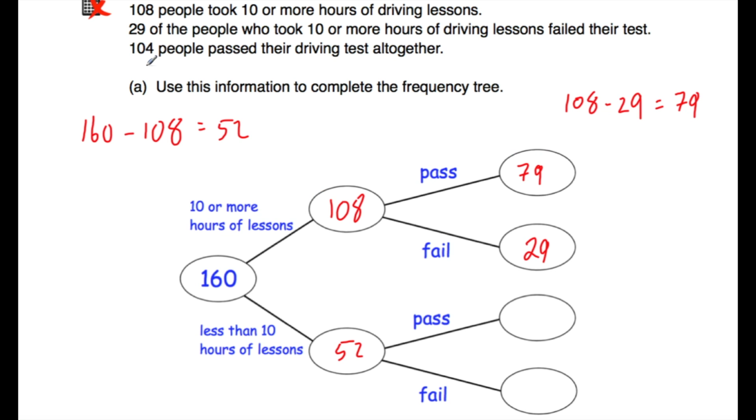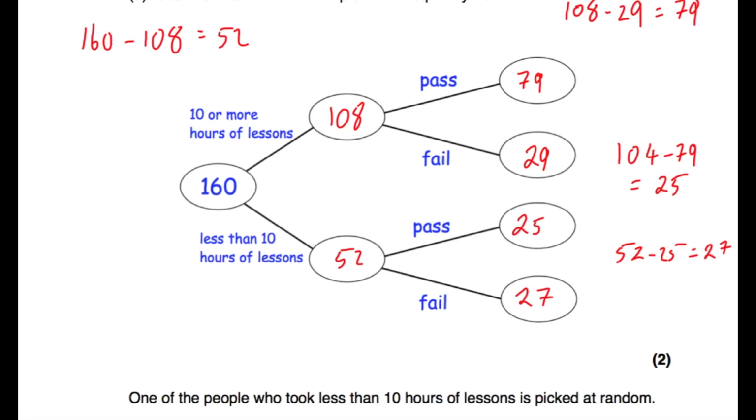And then finally, we're told that altogether 104 people passed the driving test. So we know that 79 people passed that took 10 or more hours. So to work out the rest of the people that passed, if we do 104 take away 79, that's going to tell us how many people took less than 10 hours of driving lessons and passed the driving test. And that's going to be equal to 25. So that means that 25 people go there, and it means that the rest of them failed. So if we do 52 take away 25, that's equal to 27. So that means that 27 of the people who took less than 10 hours of driving lessons failed their test. And that's it.